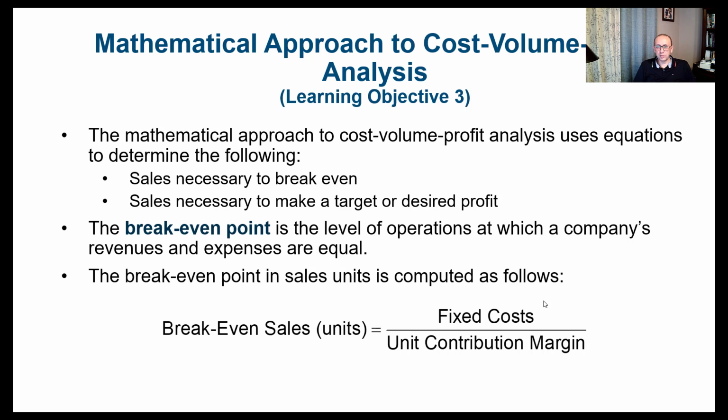So the break-even point is the level of operation at which a company's revenues and expenses are equal. In other words, you have no profit, no loss. Of course, that's not the best situation because any business is there for profit, but at least you want to see what is the minimum amount of sales that I need to make in order to be out of this deal with no loss. So the break-even point in sales units is computed as follows. It's the fixed cost divided by the unit contribution margin.